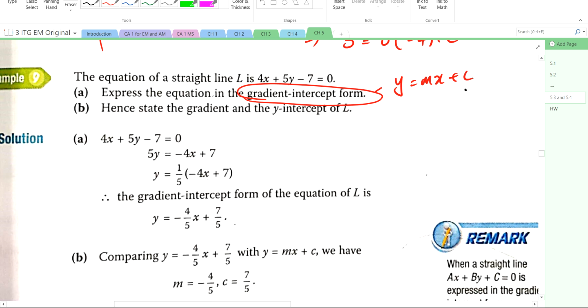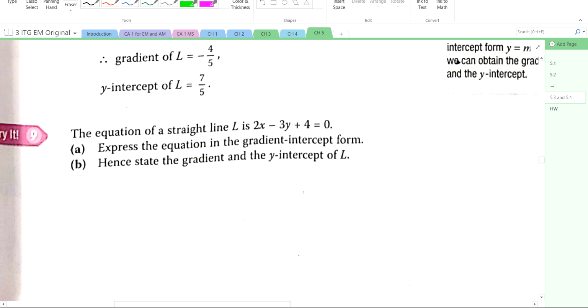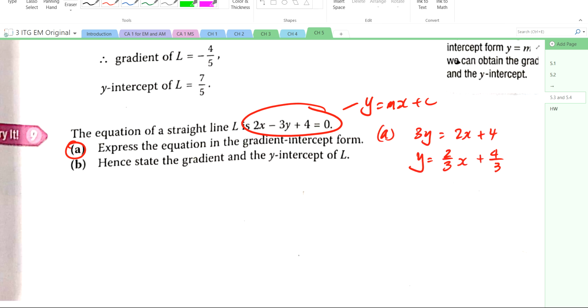So first, can we convert in our Try It 9, part A? Can you convert this into y equals mx plus c? Do that now. 30 seconds, doesn't take you long. Okay, so this is our gradient-intercept form. Hence, state the gradient. What is the gradient? 2 over 3. Gradient equals 2 over 3. Y-intercept equals 4 over 3. That's it. Simple.